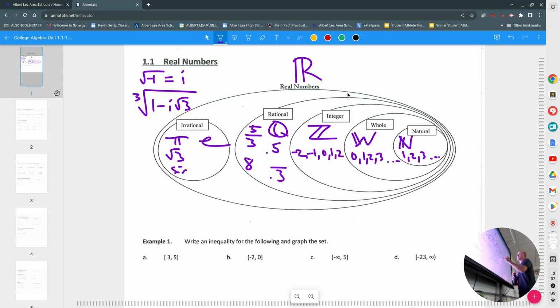The sine of 46 degrees. The logarithm of 9. There's all sorts of irrational numbers out there that go on forever and never repeat themselves. Okay? We like to think about all numbers, not just the nice ones. We like to think about them all.